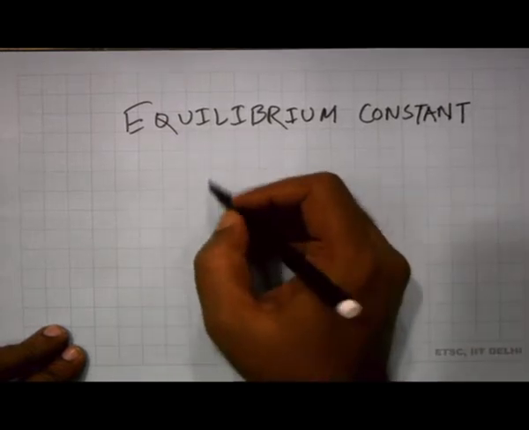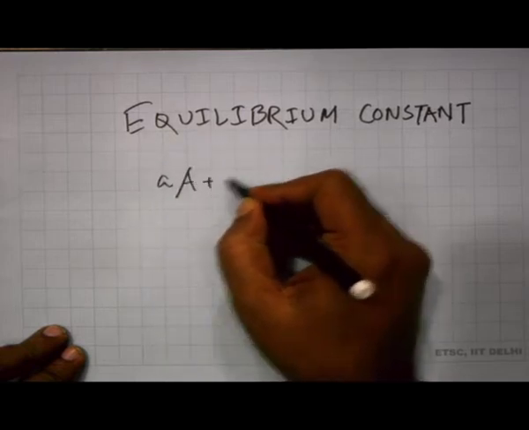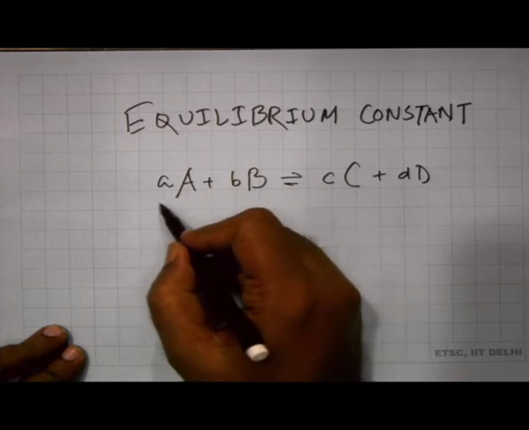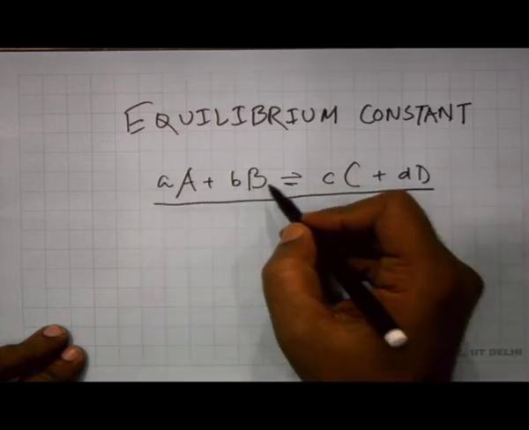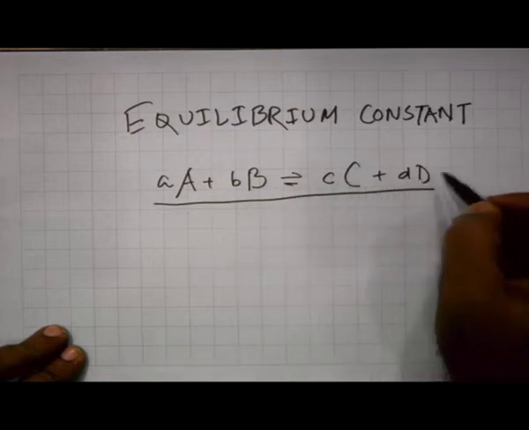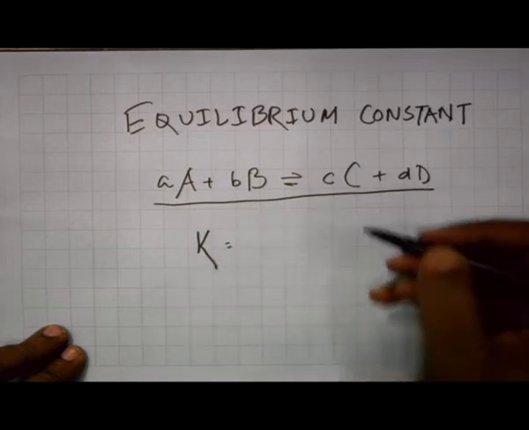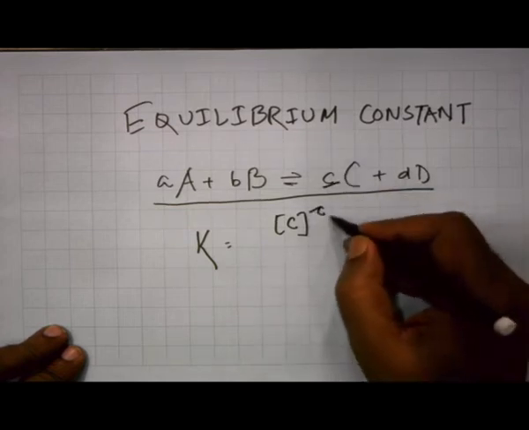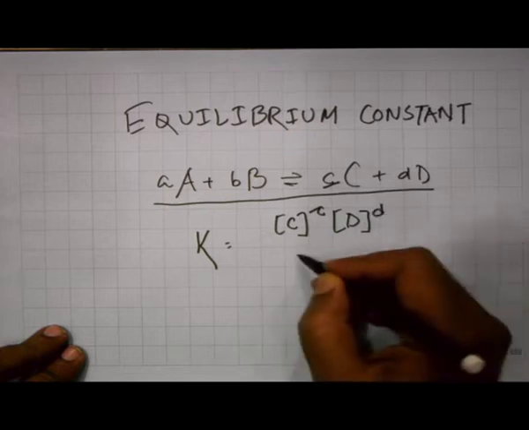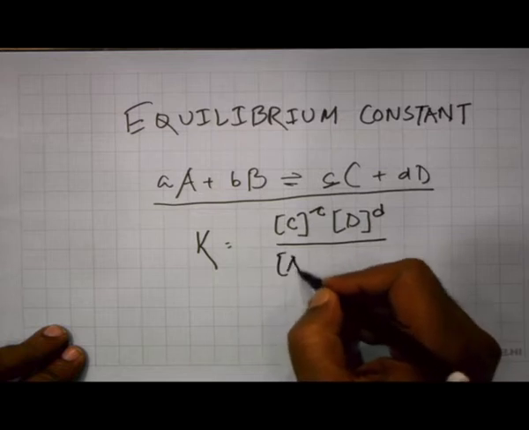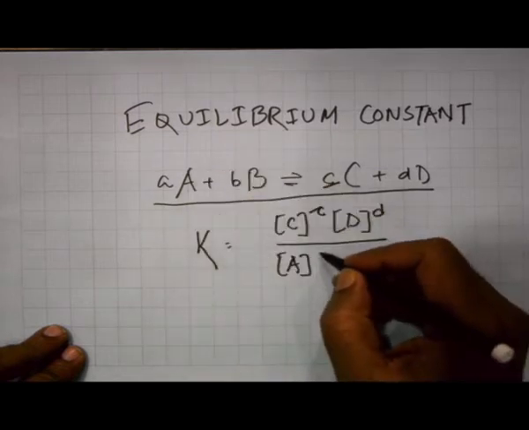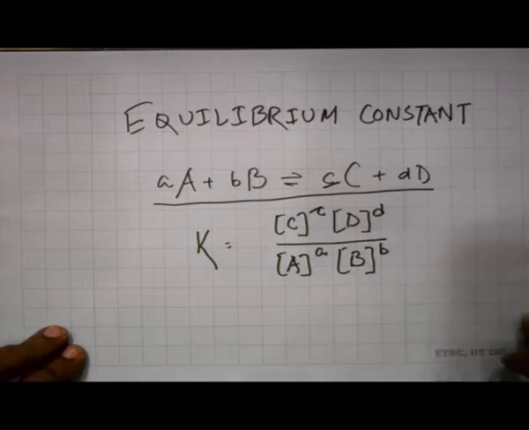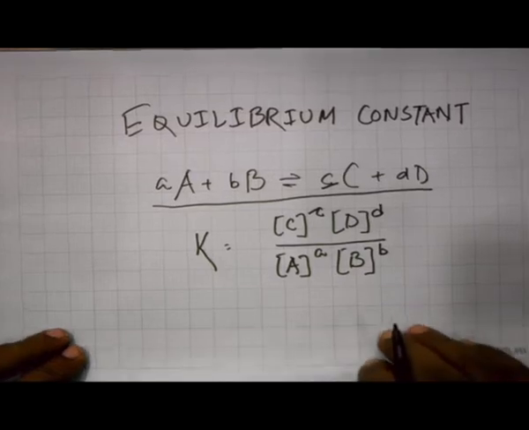The way we define equilibrium constant is, suppose we take a reaction aA + bB. This reaction tells you that a moles of A react with b moles of B to give you c moles of C plus d moles of D. Then equilibrium constant was defined as concentration of C raised to power c, into concentration of D raised to power d, divided by reactant A to the power a and reactant B to the power b. So, this is the first concept which we introduced in chemical equilibrium.